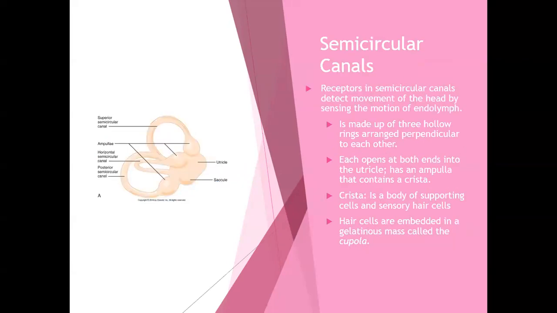The vestibular apparatus has three semicircular canals that are oriented at right angles to each other. There is a really cool 3D model that you can look at on the internet. I will find a link to it and post it in Canvas. When you look at the 3D model, you're like, oh, isn't that interesting? And you can see how it can transduce those head movements. So the receptors in the semicircular canals detect movements of the head by sensing motion in the endolymph. And endolymph is the fluid that's on the inside of the semicircular canals.